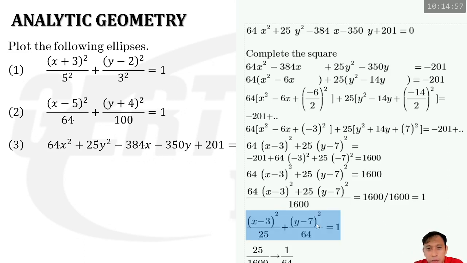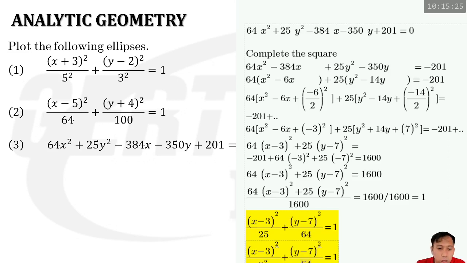Okay. So, eto na ang equation ninyo. Equal to 1. Ayos ba? Yan yung sagot. Ayan yung equation. Or, pwede natin i-write as b squared, a squared. So, dapat ito is 5 squared, di ba? 25 is 5 squared. Ito naman is 8 squared. So we can say that B is 5, A is 8, no?